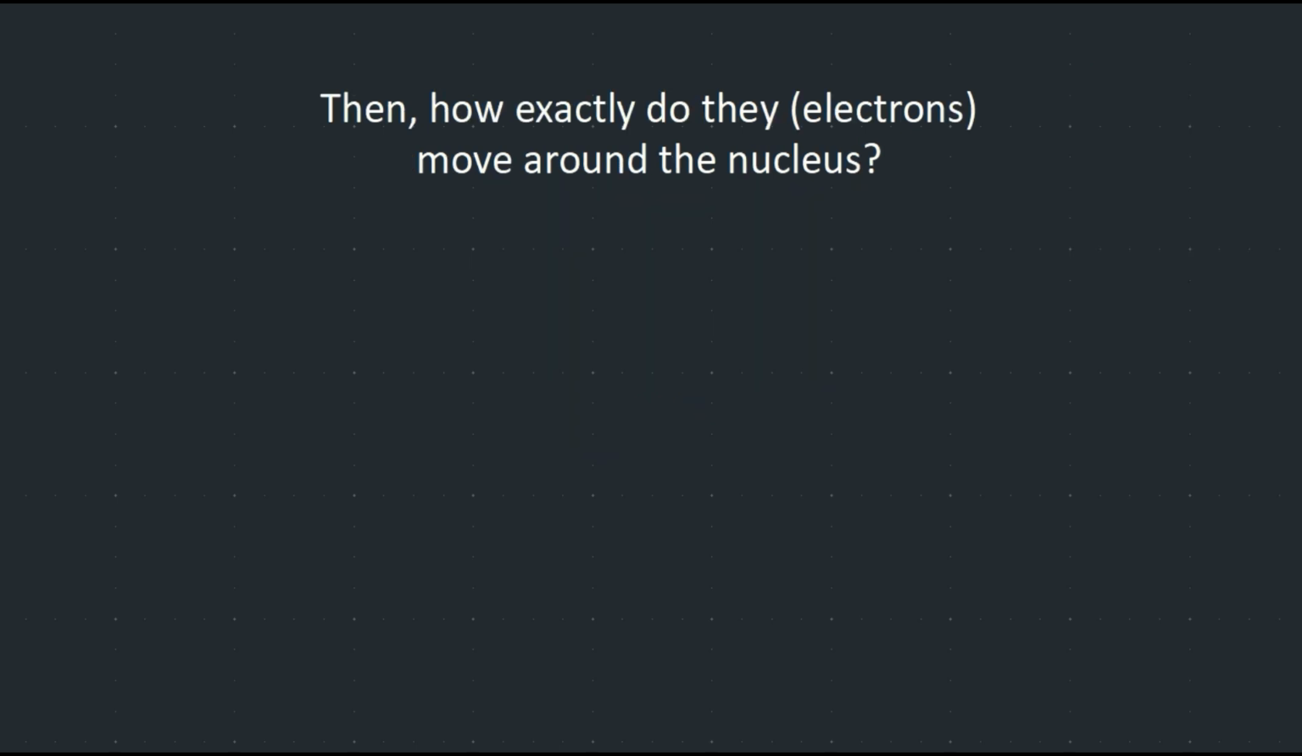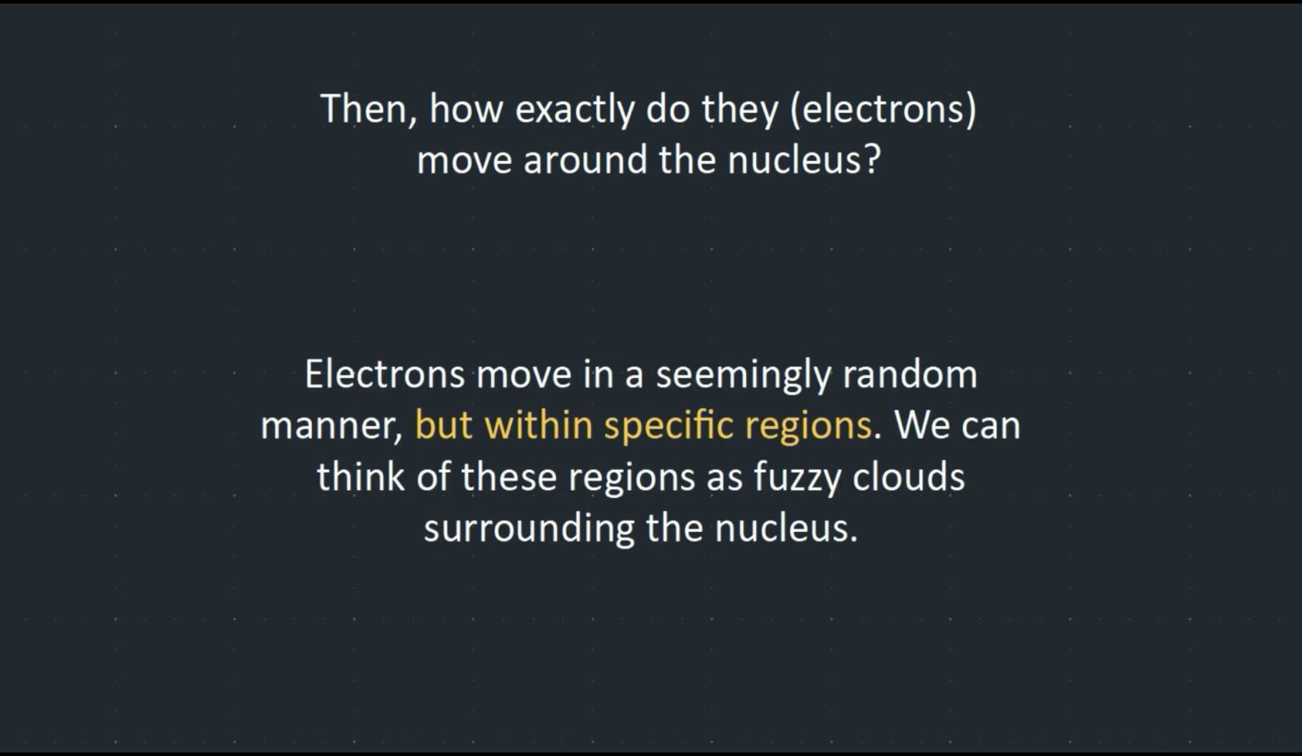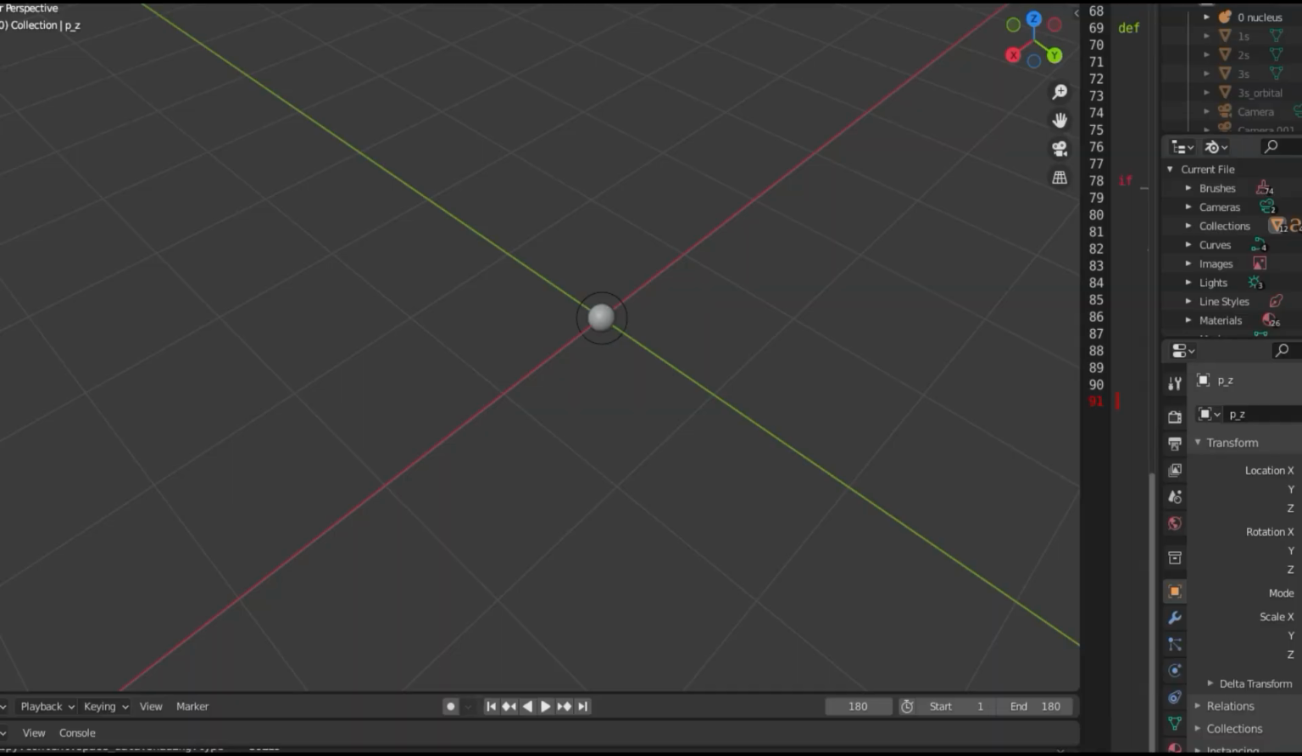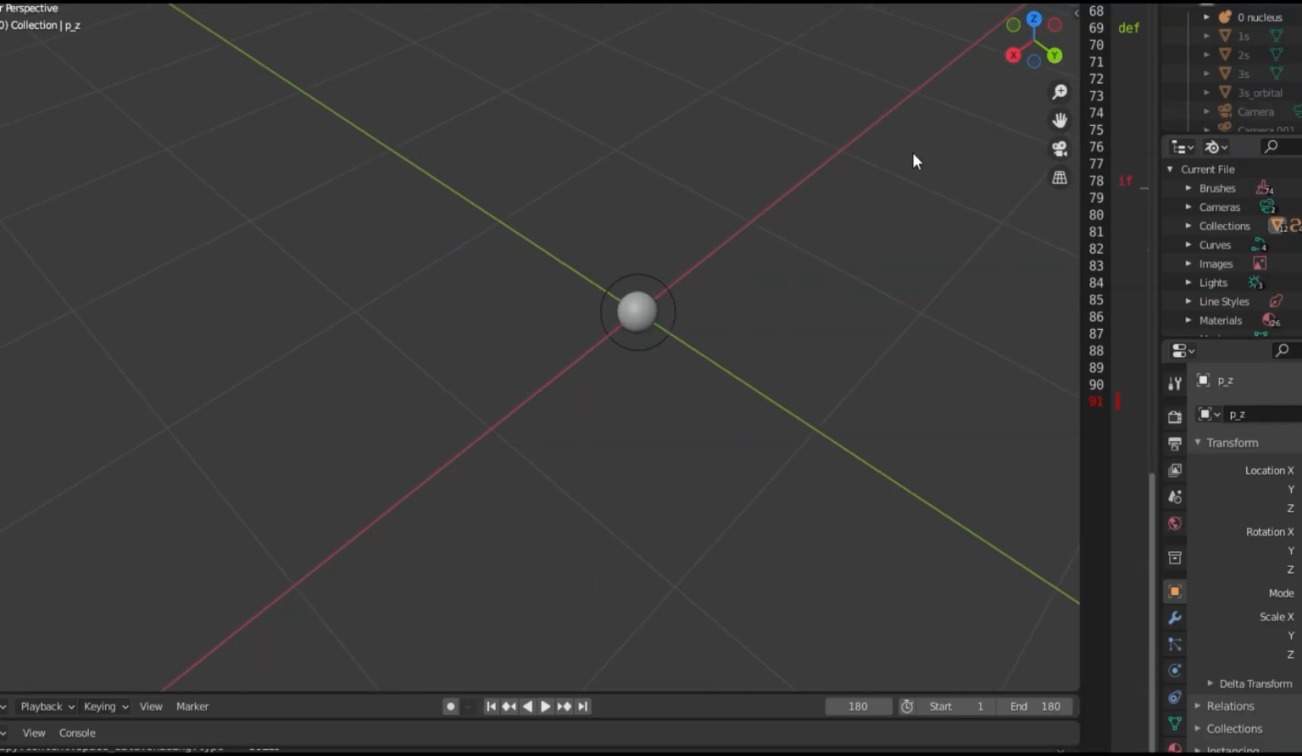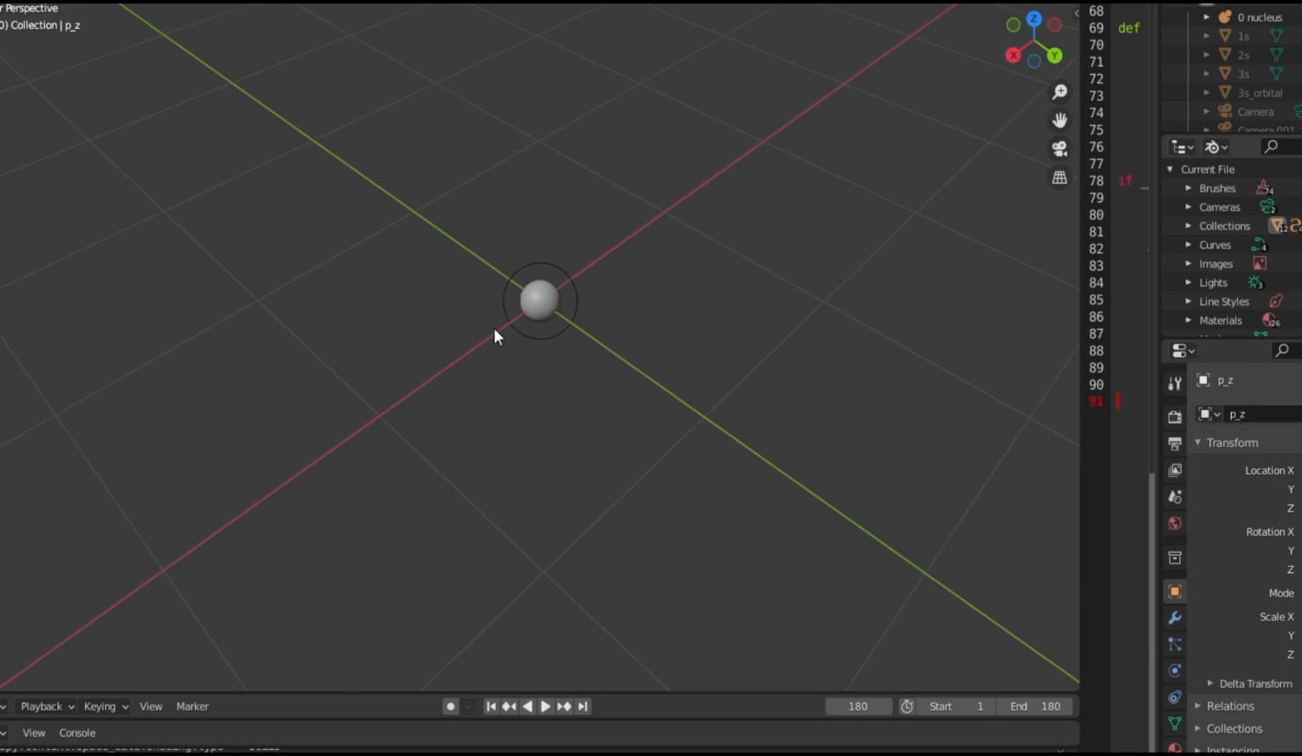Now the question is, if it's a no, then how exactly are they moving around the nucleus? Well, electrons might look like they're moving in a random manner, but within a specific region. We can think of this region as a fuzzy cloud surrounding the nucleus. Let me put it this way. Guys, all of this is oversimplified, so don't take it too literally. If this is a space wherein the protons and neutrons exist, we can imagine that electrons are moving around in this space.